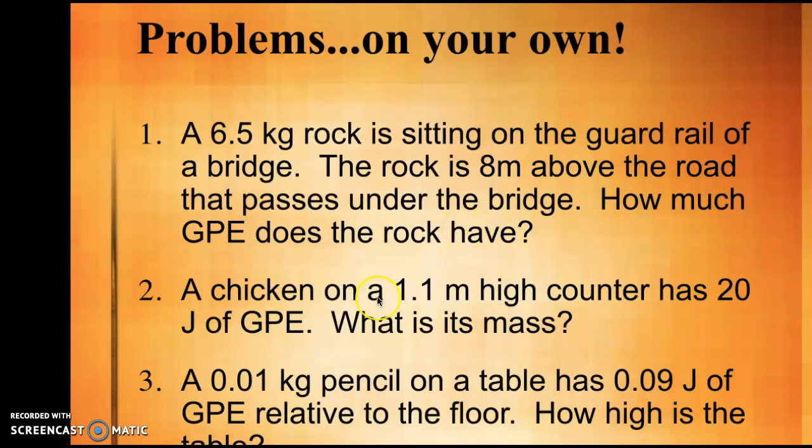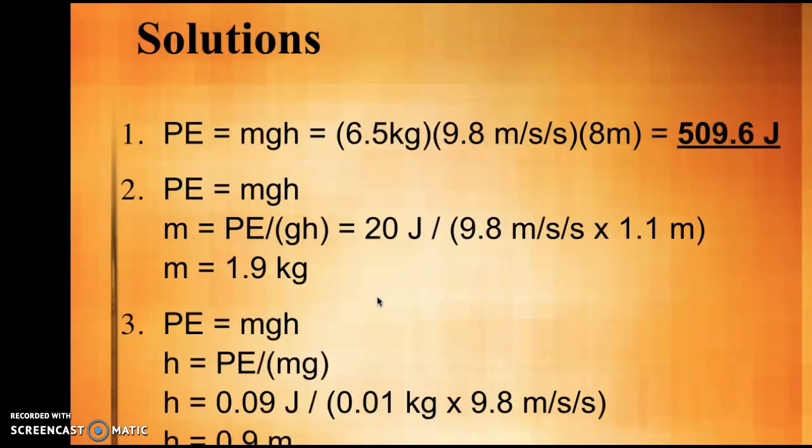Second one, we've got a chicken on a 1.1 meter high counter, has 20 joules of gravitational potential energy, and you have to solve for mass. So we are going to have to take our base equation and solve for mass by dividing both sides of the equation by g and h. So potential energy divided by g times h should give us our answer. 20 joules divided by the product of 9.8 meters per second squared times 1.1 meters. Close your parenthesis. You should have to round and you'll get 1.9 kilograms for mass.